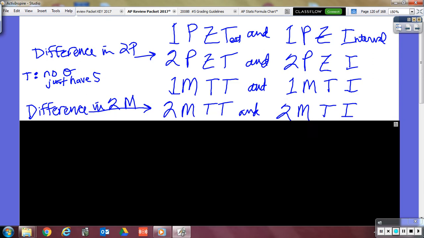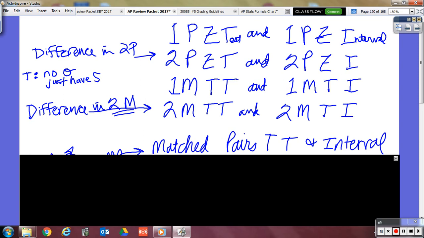Then, of course, you could have two means t-test and two means t-interval. And when it's two means, so let's talk about this language, because if you remember, we had a lesson about difference in averages and average of differences. So let's have a little discussion about that. Difference in averages is this difference between two averages, so you do a two-mean t-test or a two-mean t-interval.